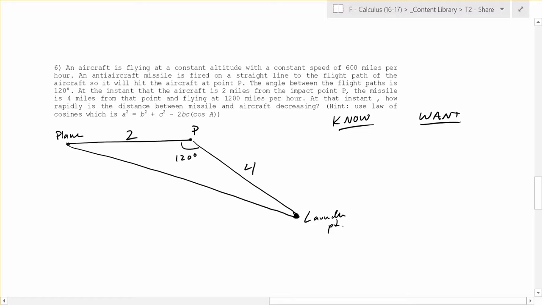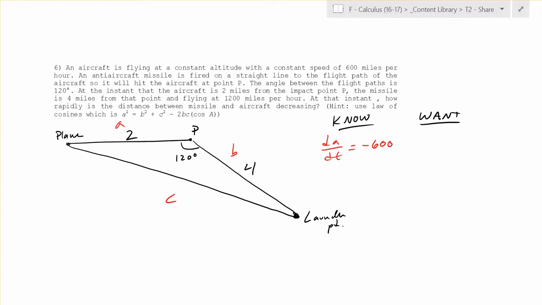So we need to label some variables here. What variables do we need to label here? A, B, and C. Yeah, we could call this like A, B, and C. Is that okay? So what do we know? We know dA dt is what? Negative 600. Why is it negative? It's getting closer to P. A is getting smaller, right?